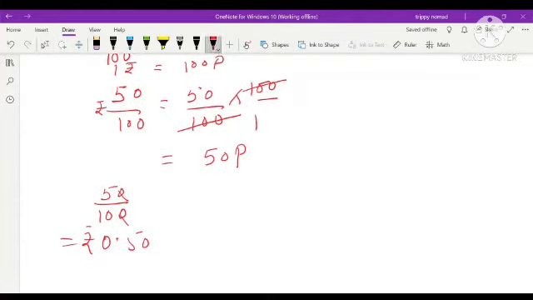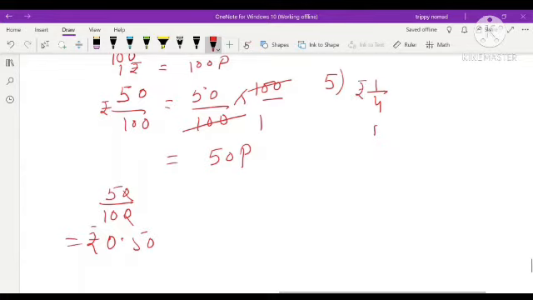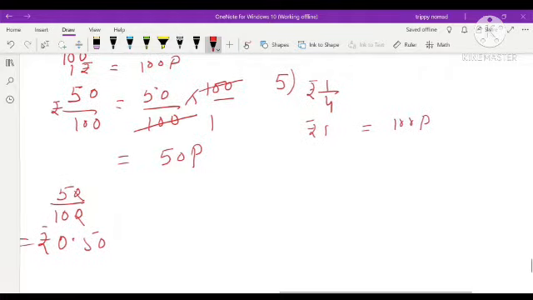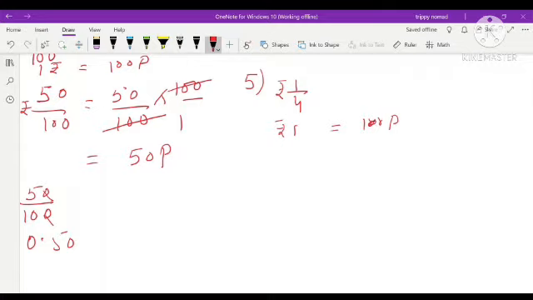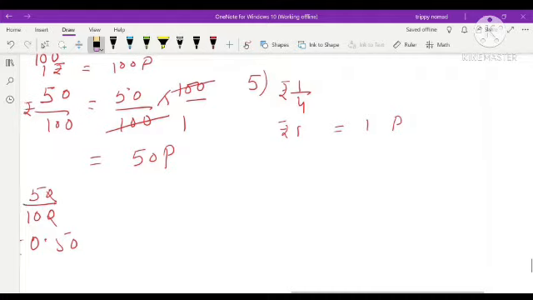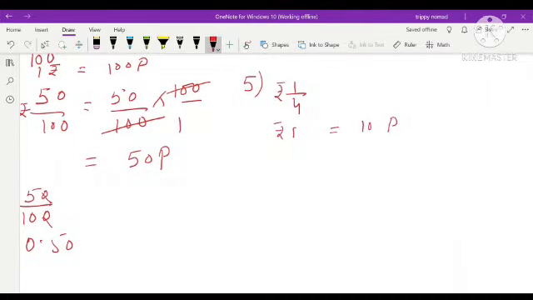Now question number 5 I am going to start, which is a little different. 1 by 4 rupee. 1 rupee is equal to 100 paise. So 1 by 4 rupee is equal to 1 by 4 into 100. We will divide 100 by 4. 4 twos are 8, 4 fives are 20. So 25 paise.